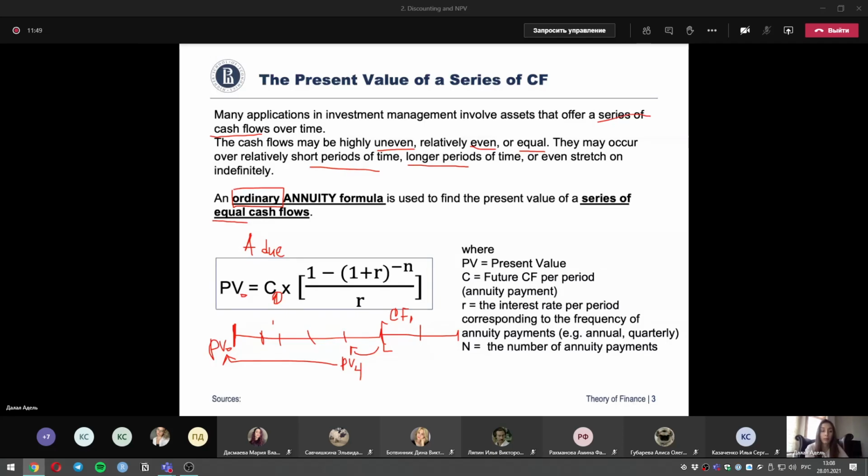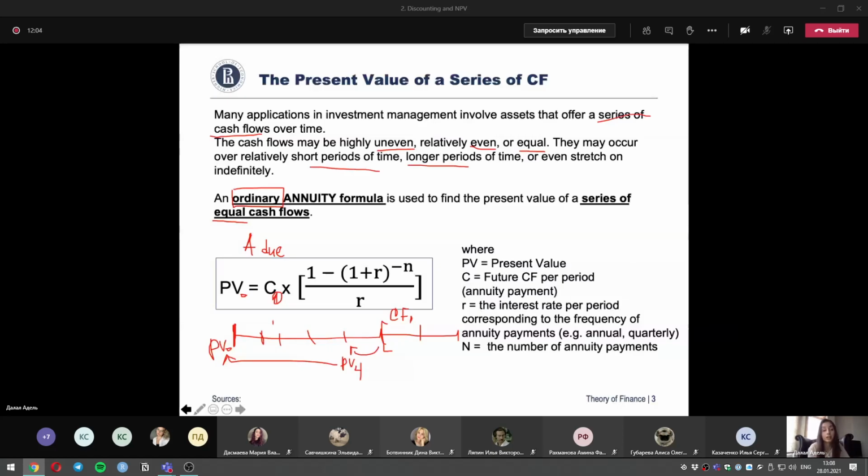And this way we account for this one more cash flow, like the shift of cash flow from year 1 to year 0. So just please pay your attention.